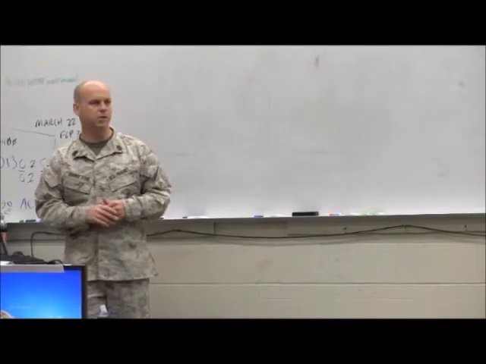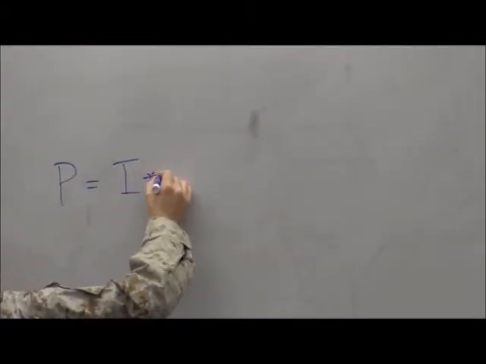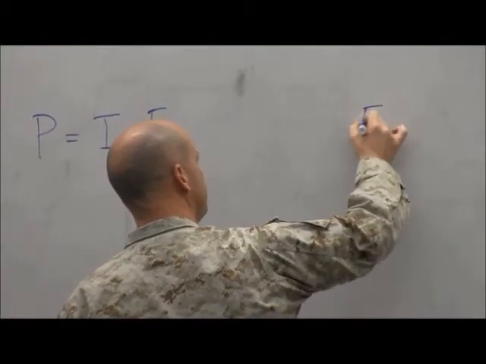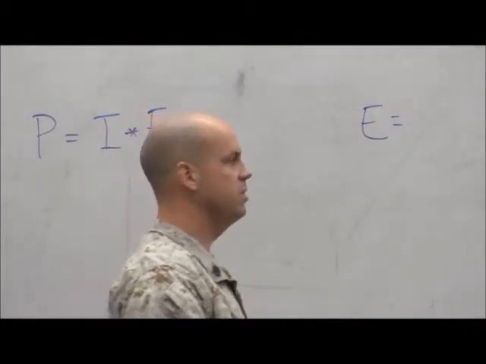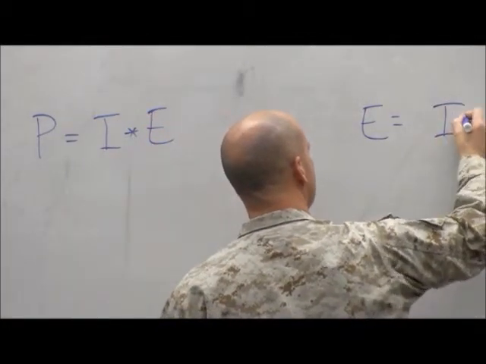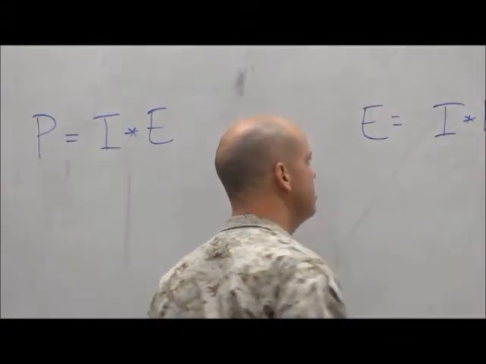What is the unit of measure for power? Watt. Very good. P for power is equal to I for current times E for voltage. Yes? And in this power formula, we stated that power is directly proportional to what? Current and voltage. Very good. We also learned that we can define voltage in terms of current times resistance, right?